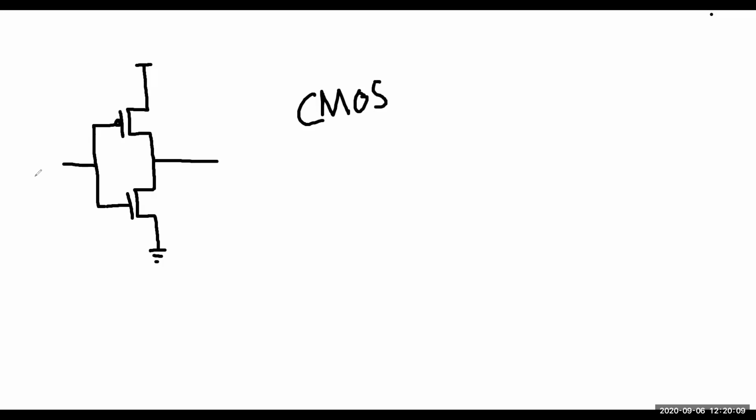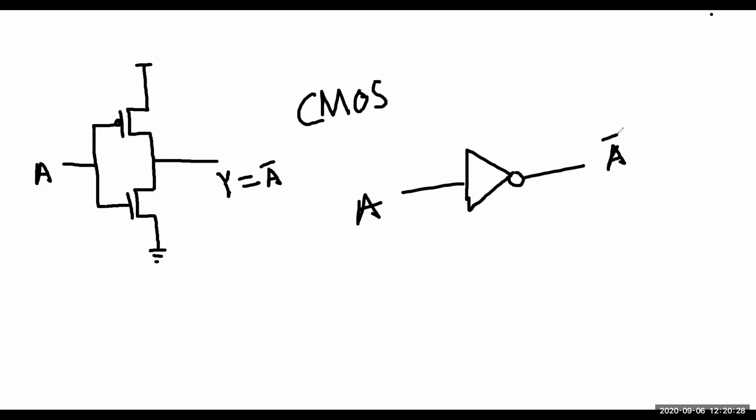Okay. Now here, this is your input A. This is your output Y. Remember, output Y is always A bar. Here, this is a NOT gate. This is actually an inverter, a NOT gate. If you give A, your output becomes what? A bar, right? Got my point?